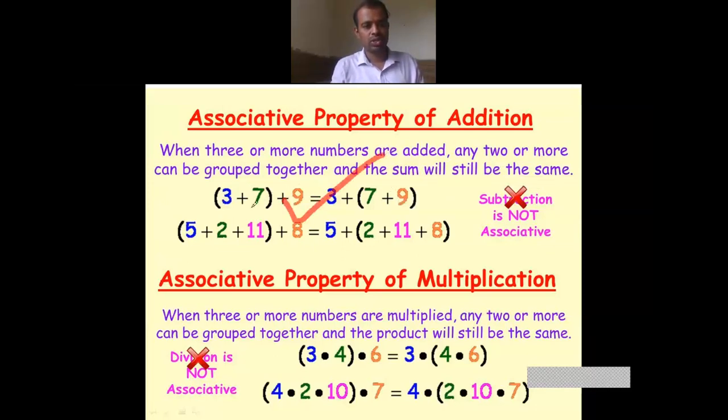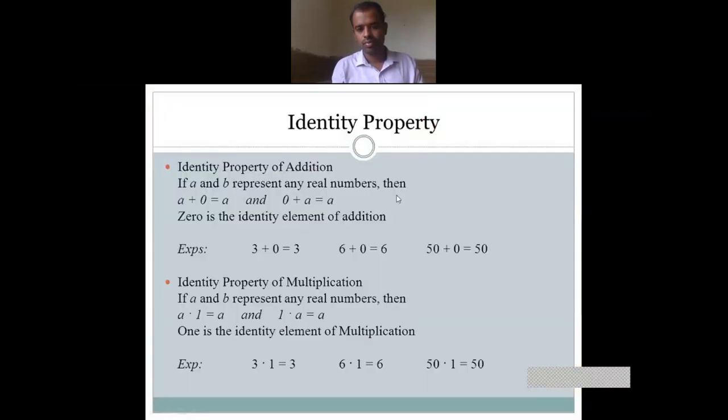Addition holds good. Associative property under addition holds good. Associative property under subtraction does not hold good. Associative property under division does not hold good. Associative property under multiplication holds good. Okay. Go to the next one. This is a very good definition. You can write it in the notes.